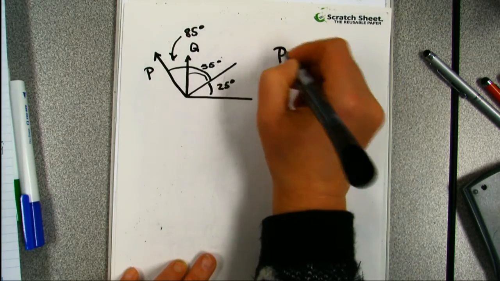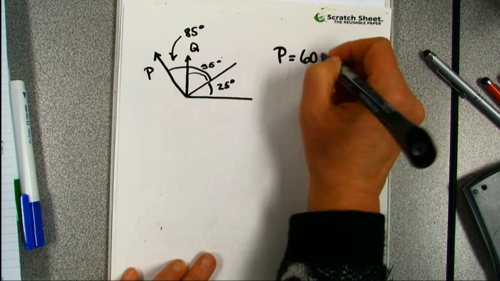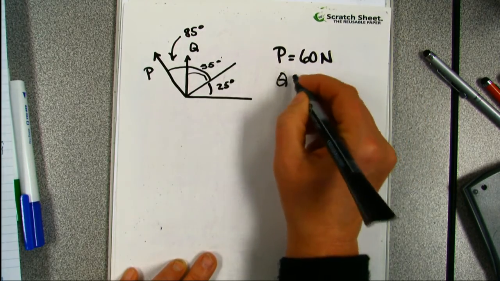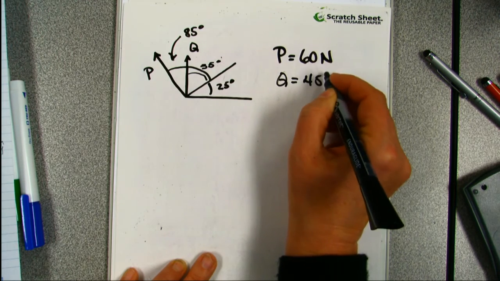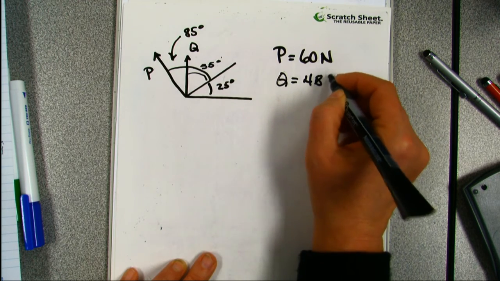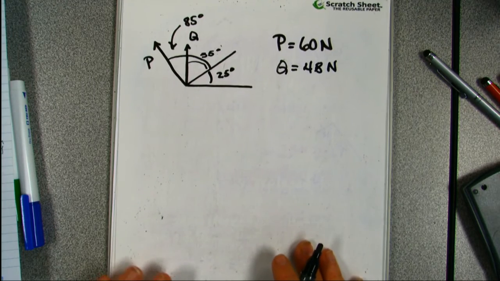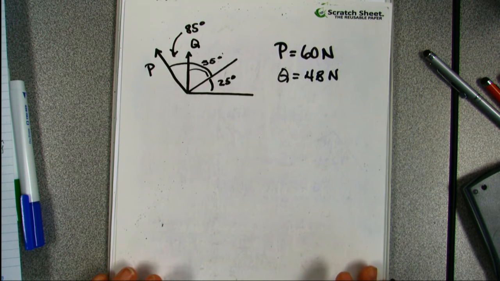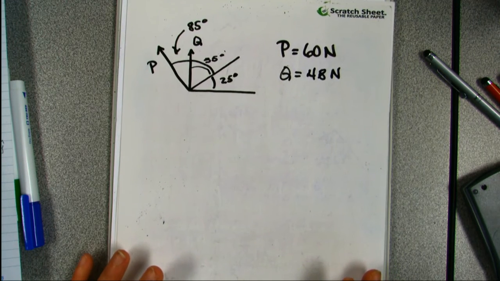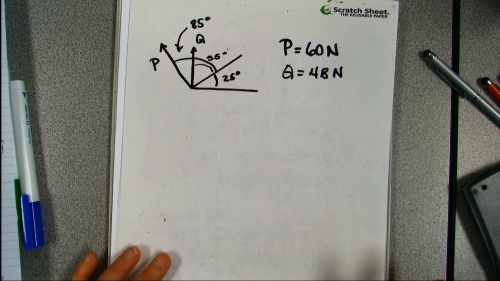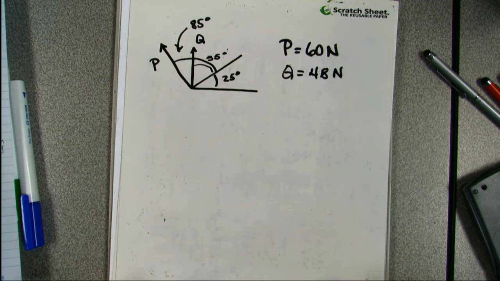And P has a magnitude of 60 newtons, and Q has a magnitude of 48 newtons. I think the picture was just shifted. I just don't remember. I don't have my actual picture that the problem's coming from, but I think it's problem 220.